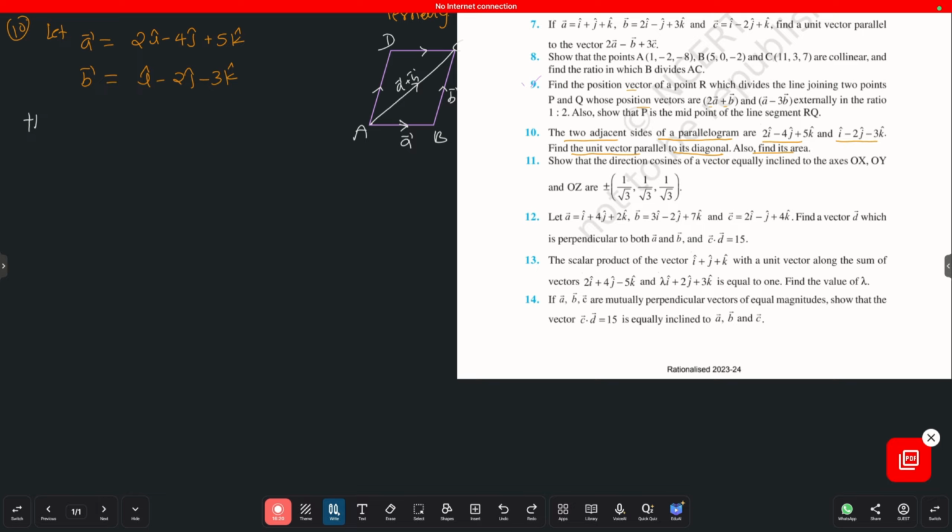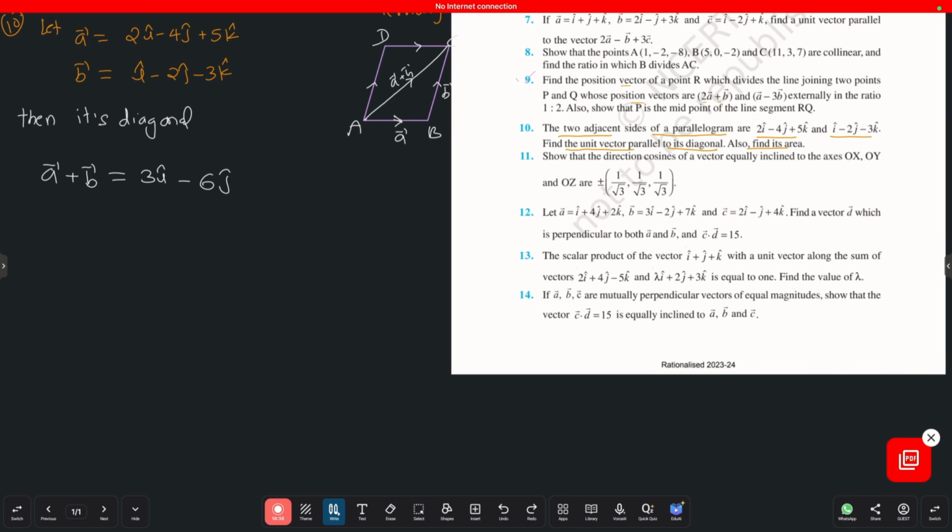Then what is A plus B, its diagonal? A vector plus B vector. Just add: 2i plus i, 3i, and minus 4 minus 2, minus 6j, plus 5 minus 3. It is the diagonal. And do you want a vector, unit vector or simple vector? Unit vector parallel to its diagonal, the same direction. So what is the unit vector parallel to its diagonal? A plus B divided by its modulus.